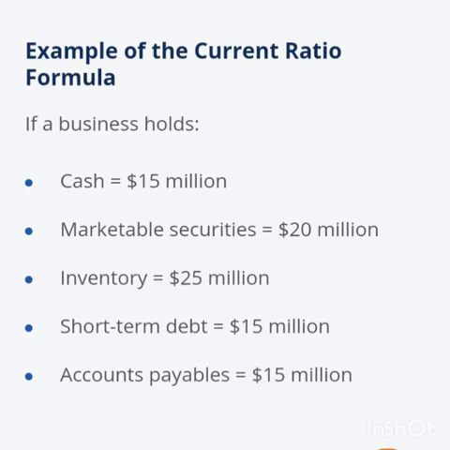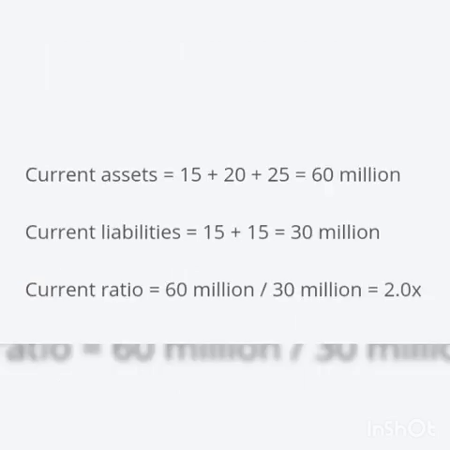First write the equation. Current ratio equals current assets divided by current liabilities. In this question, current assets include cash balance, marketable securities and inventory. So current assets equal cash balance plus marketable securities plus inventory. The current liabilities are short-term debt and accounts payable. Now we are going to solve the problem.